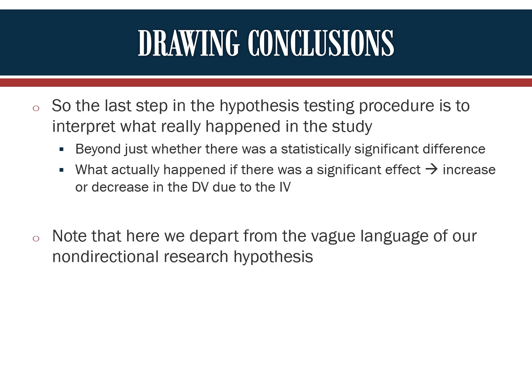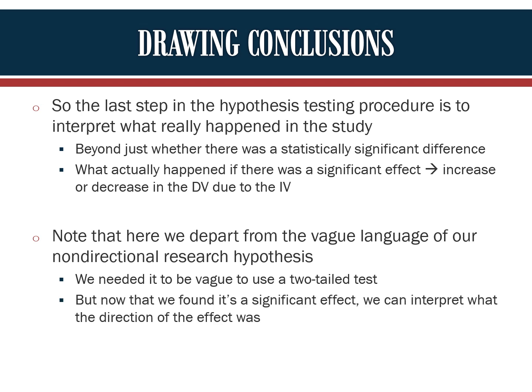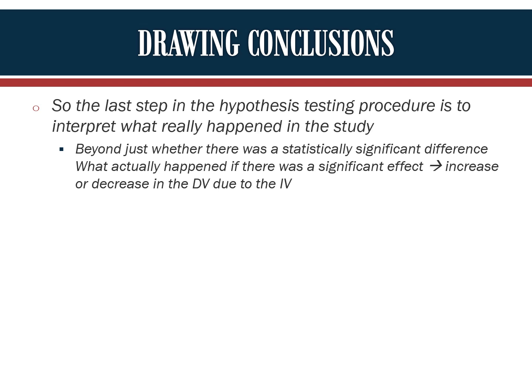Now, an important note here is that we're actually going to be departing from the vague language of our non-directional research hypothesis. Right? We needed our research hypothesis to be vague to use a two-tailed test, but if we find a significant effect, now we get to depart from that vagueness. We get to interpret what the direction of the effect actually is. So although your research hypothesis is typically pretty vague and non-directional, once you have a significant effect, now you need to drop that vague language, and now you need to say what actually happened in your study.